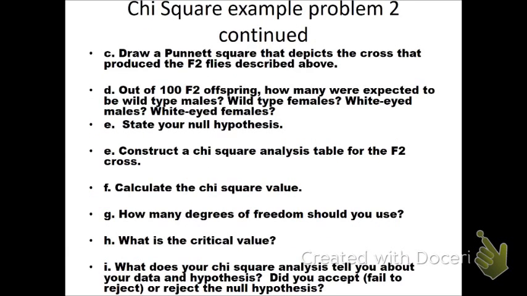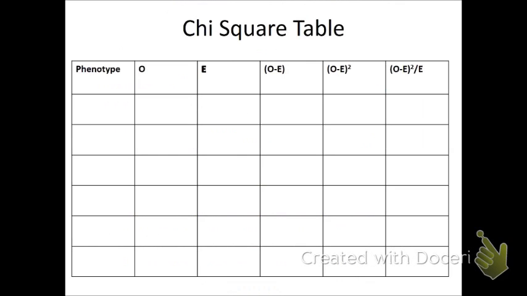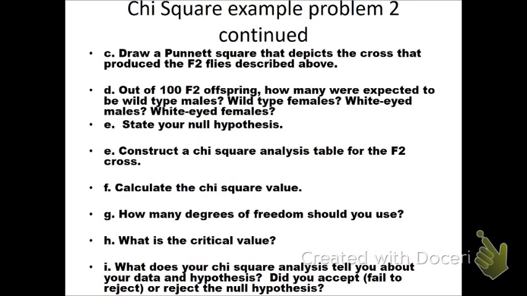So let's look back at the rest of the questions and make sure that we clearly stated everything. For a problem like this one, our null hypothesis would simply be that our observed number of flies is not statistically different from our expected number of flies in each category. We constructed the chi-square analysis table. We got a chi-square value of 0.24. So our chi-square value, once we worked it out, was 0.24.